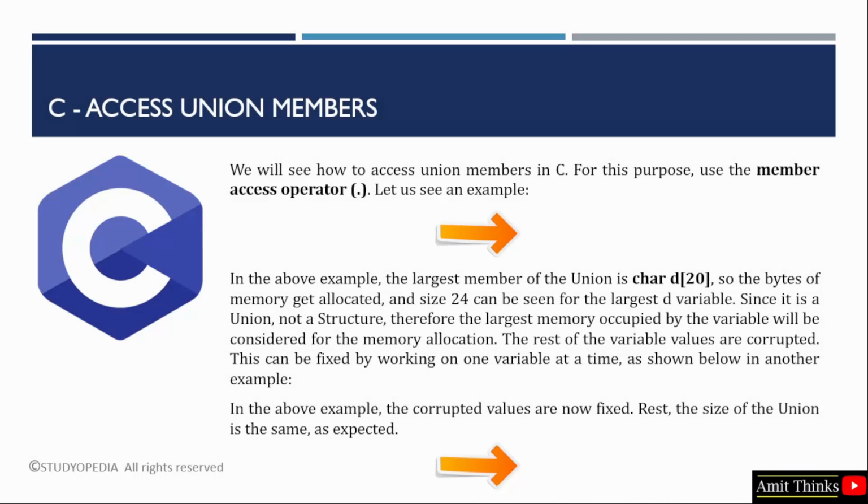Now let us see how to access union members in C language. We use the same member access operator, which we also worked around in structures. Now let us see an example to access union members in C. In the example, the largest member will be the char T, that is our array of characters. Therefore the output will be 24 like we saw before. In this, the rest of the variable values will get corrupt. We will also modify this in the same example by editing the code. Let us see the example.